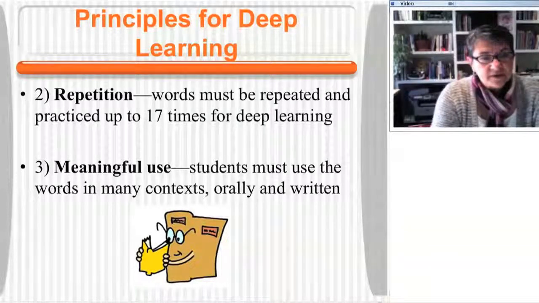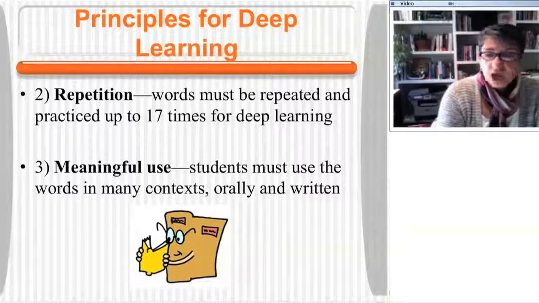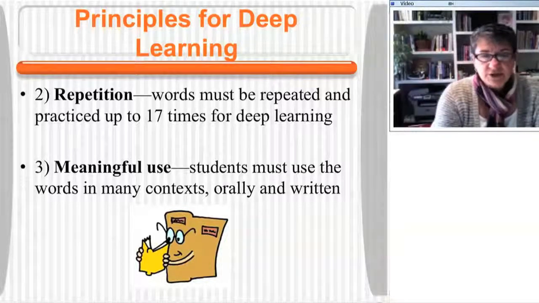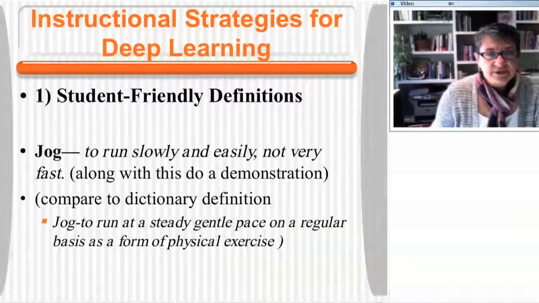And then the fourth is meaningful use. Students must use the words in many different contexts, both oral and written. And that's the oral talking part and the written part that we've been talking about. Meaningful use is very, very important. Okay. So those are principles for deep learning.